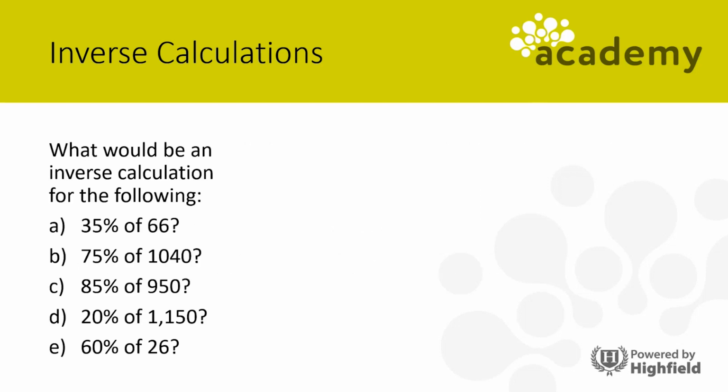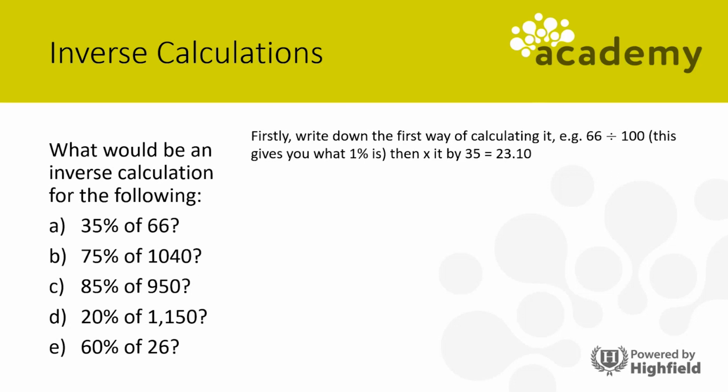What would be an inverse calculation for the following? So you've got A, 35% of 66, B, 75% of 1040, C, 85% of 950, and D, 20% of 1150, and E, 60% of 26. So first, we write down the first way of calculating it. For example, 66 divided by 100. Now this gives you the 1%. Then times it by the 35 would give you 23.10.